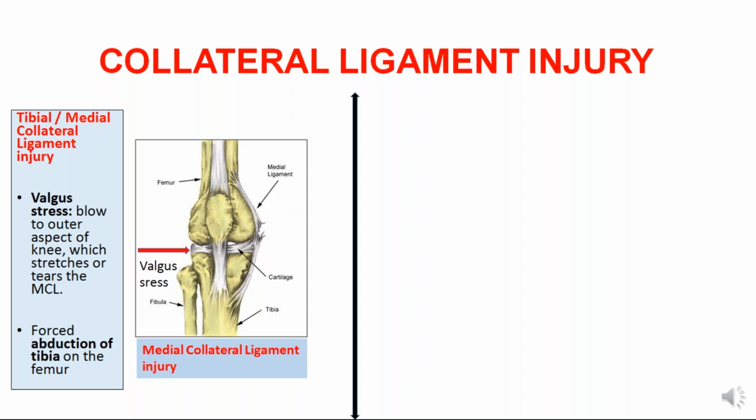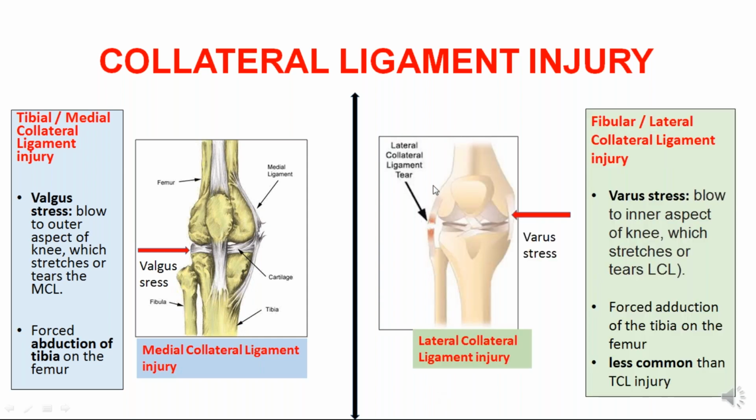The other collateral ligament, which is on the lateral side, is the lateral collateral ligament. It was arising from the lateral epicondyle of the femur above, and below it is attached to the head of the fibula. So this ligament is less commonly injured as compared to the medial collateral ligament. The mechanism of injury is the varus stress, which is the force on the inner aspect of the knee joint. This is going to stretch the lateral collateral ligament because there will be forceful adduction of the tibia on the femur.